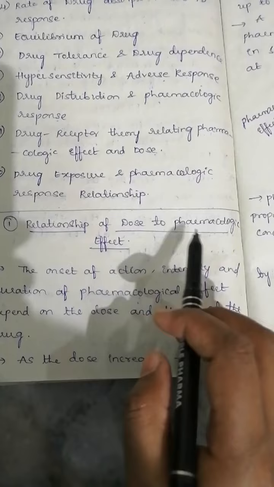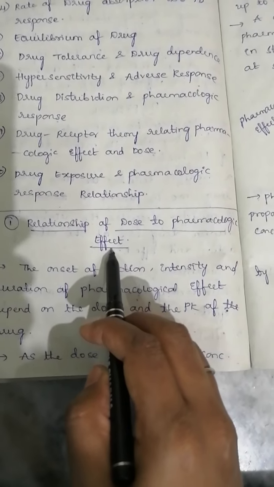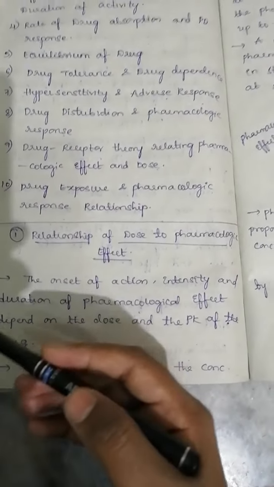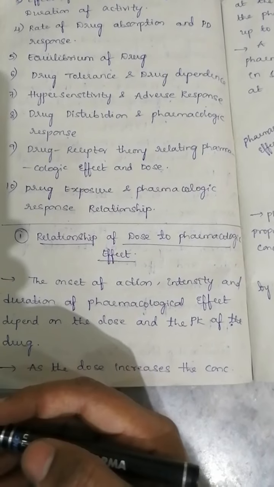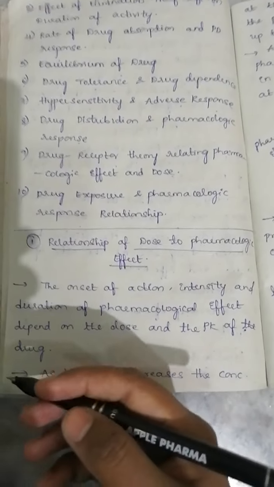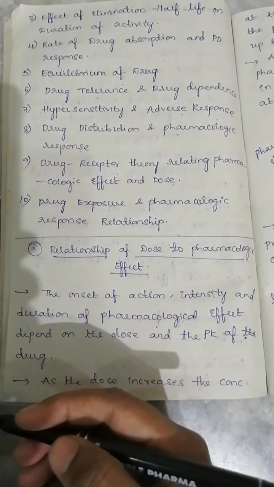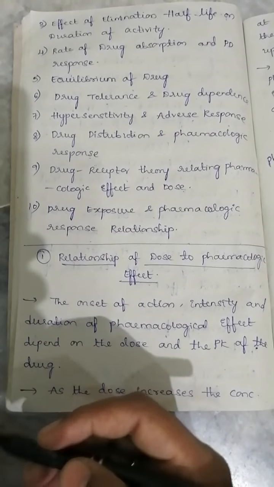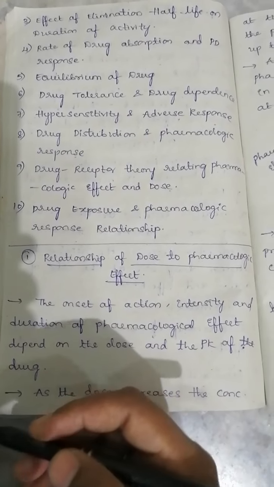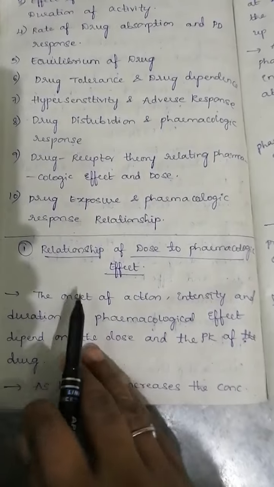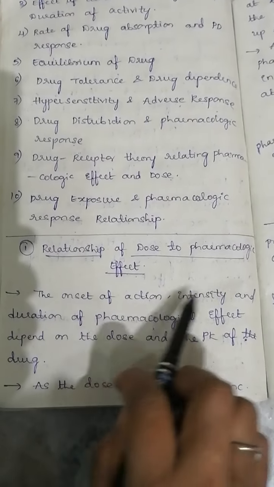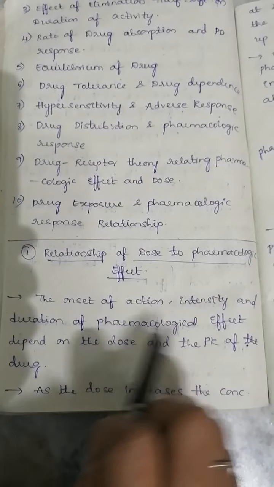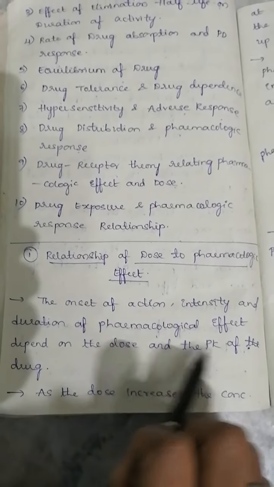Okay, so let us start with the first one, that is relationship of dose to pharmacological effect. Whenever you are going to administer a dose to any patient, the result of the effect shown by that pharmacological effect is nothing but you have to see that 100% bioavailability should be attained. Okay, so here you can see the onset of action, intensity and duration of pharmacological effect depend on the dose and the PK of the drug.